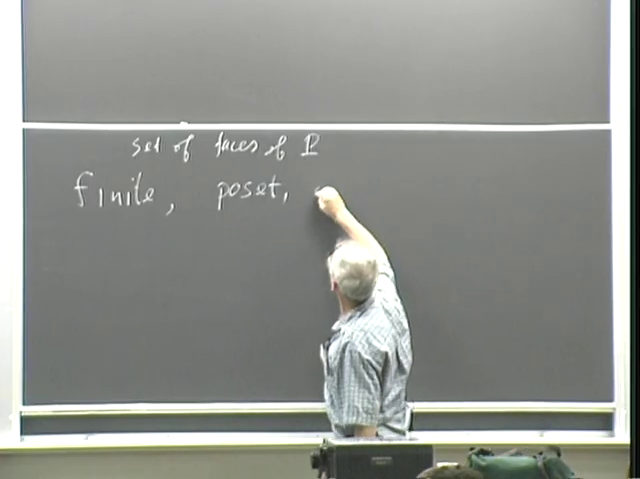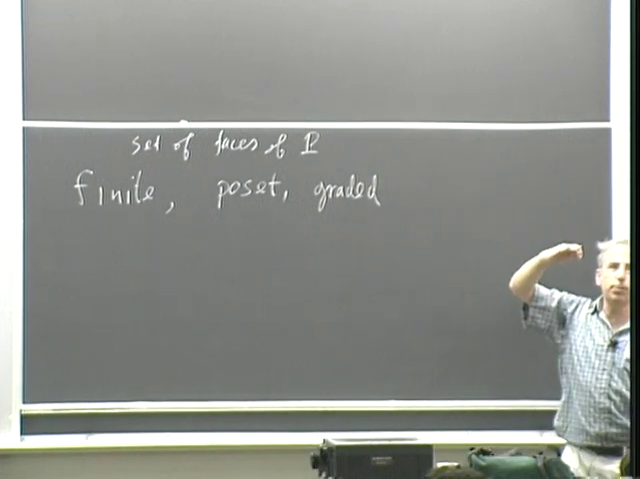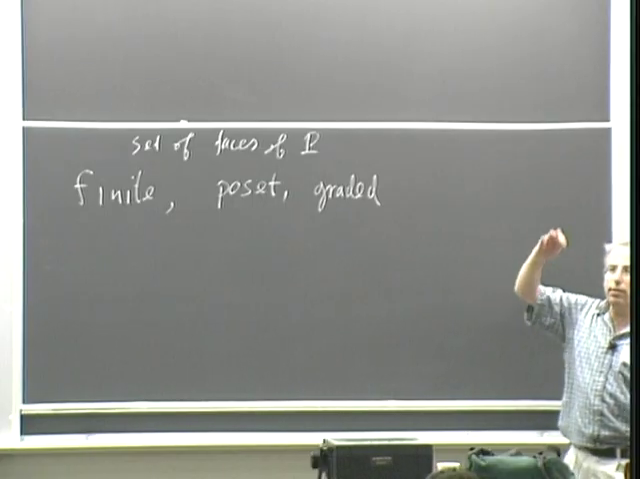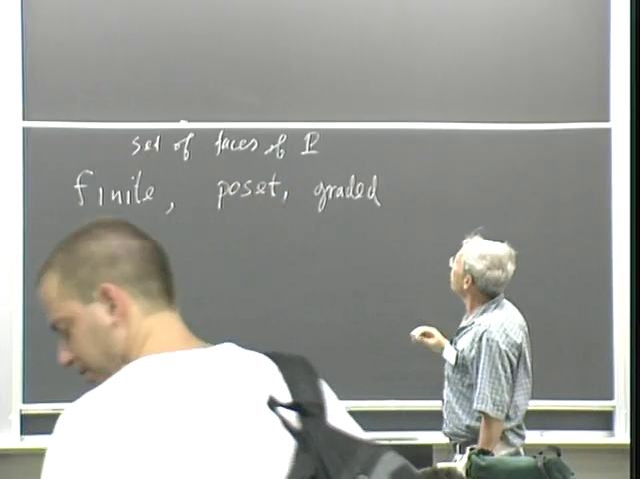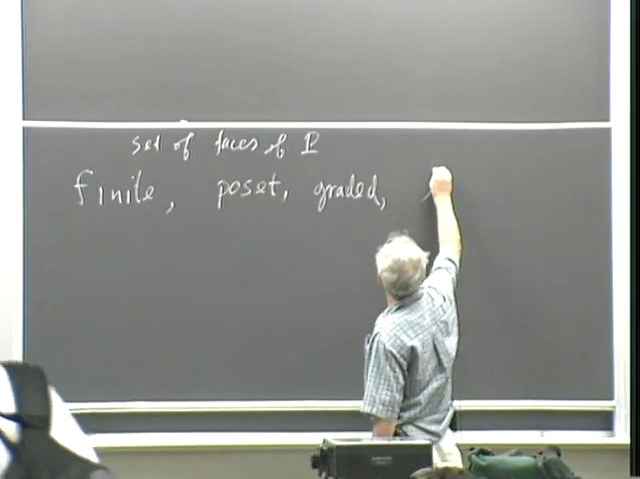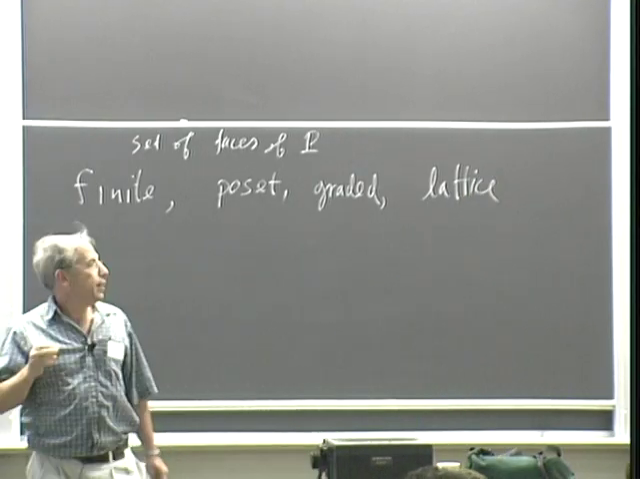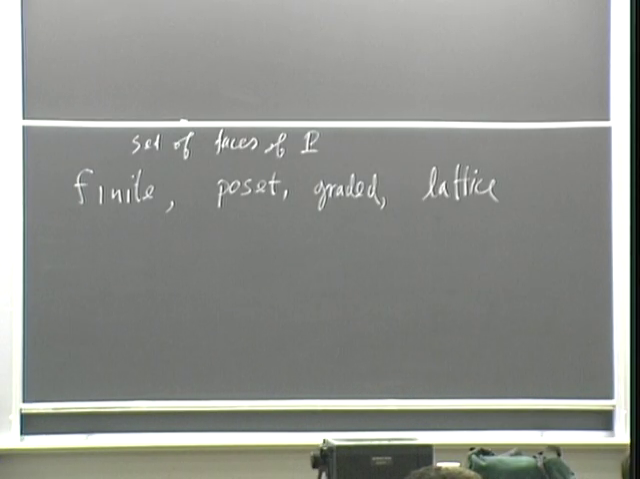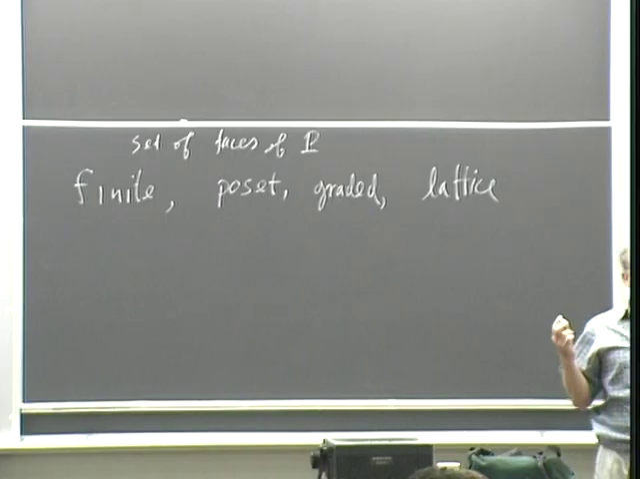It's graded. So every face has some grade in the poset which measures the longest chains leading to this set. So it's graded by dimension, and it's also a lattice. A partially ordered set is called a lattice if for every two elements there is a maximal element which is smaller than the two and a minimal element which is larger than the two. So it has the lattice property, and this is very important. Some other properties that this thing has?